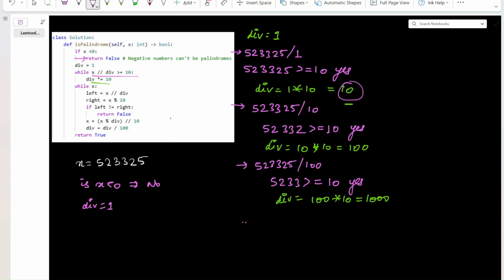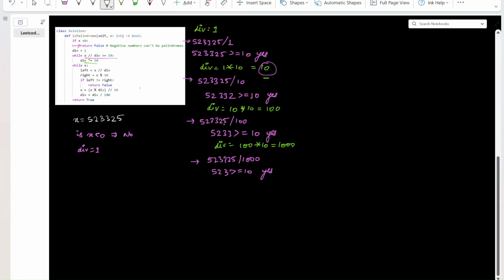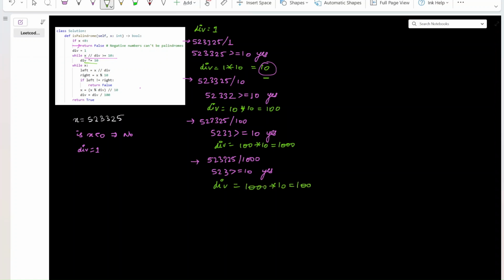Then again next loop, 523325 divided by 1000, because that's our div right now. So the answer would be 523. Is it greater than or equal to 10? Yes. So now we update our div. So our div would be equal to our previous div, which is 1000, multiplied by 10, that will be equal to 10,000.